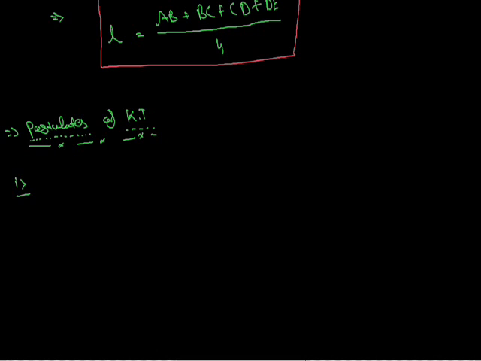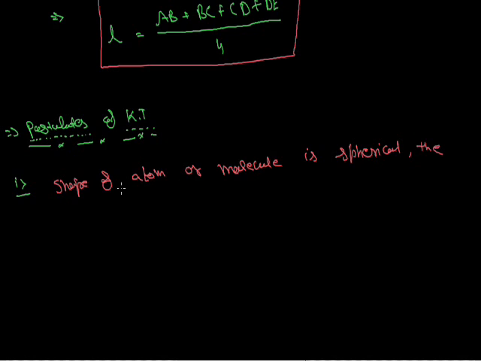So first thing, postulates of kinetic theory. First postulate is that the shape of an atom or molecule is spherical. Means we have to consider the shape of the atom and molecule as spherical.